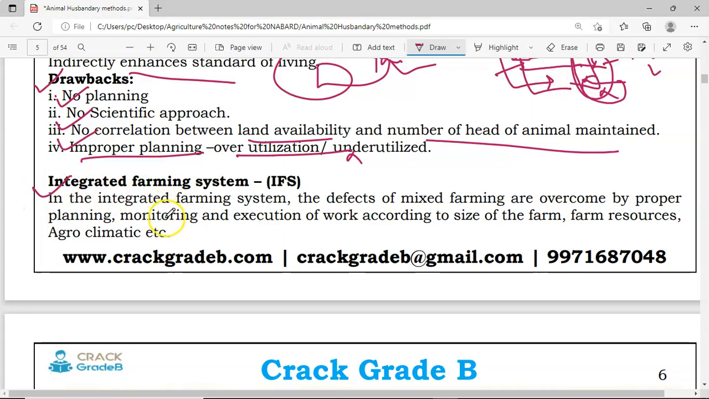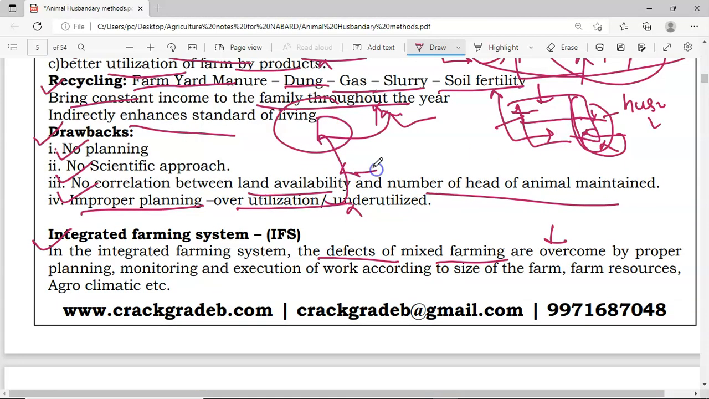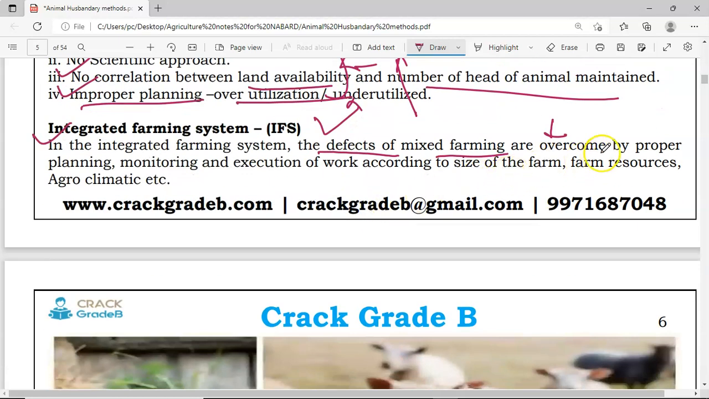This is the integrated farming system. Under this farming, the defects of mixed farming are overcome. These are the defects, and these defects are overcome under the integrated farming system by proper planning, monitoring and execution of work according to the size of the farm, farm resources and agroclimatic zone.